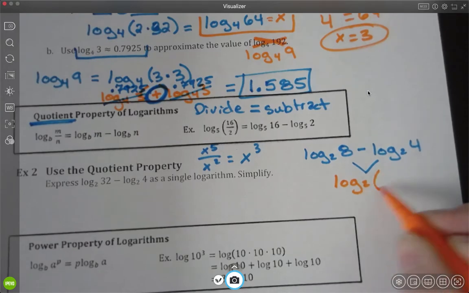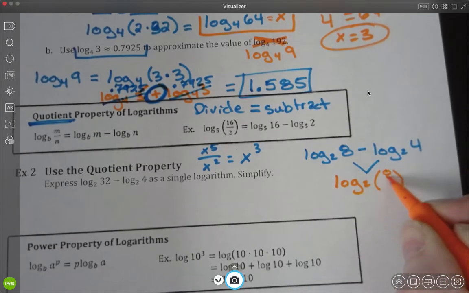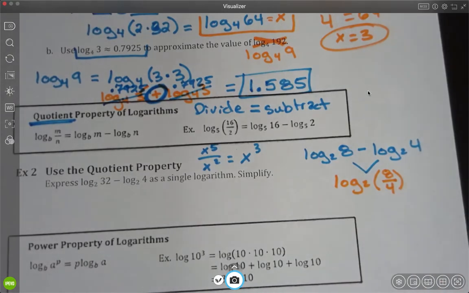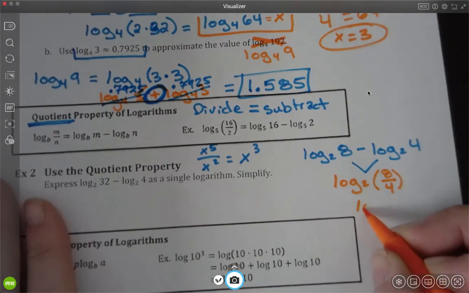Log base 2 of 8 minus 4. Nope, 8 divided by 4. So it's 2. Minus means divide, so I'm dividing the 8 and the 4. So it simply becomes log base 2 of 8 divided by 4, which is 2. Log base 2 of 2.